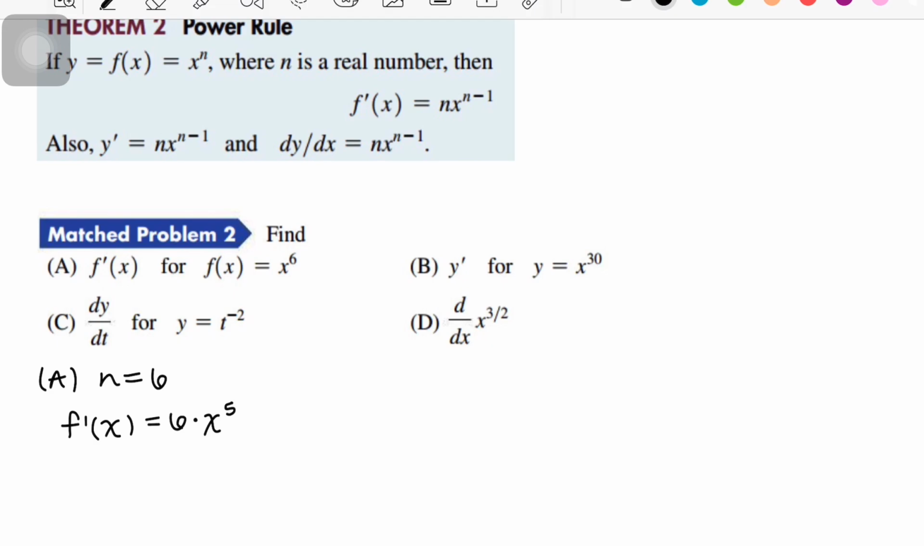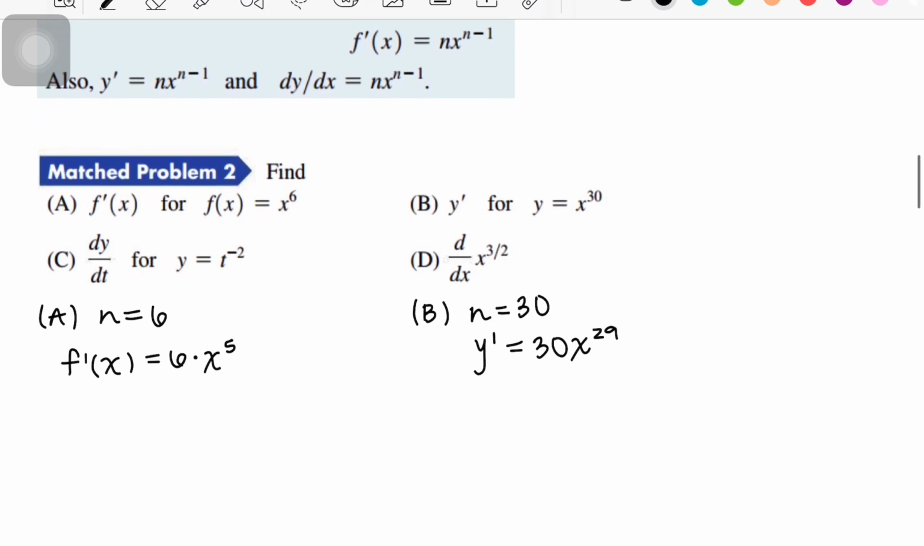All right, now looking at b here, we have y is x to the power 30. So in this case, n is equal to 30. And if we want to find y prime, we know that we're going to have n multiplying our variable, so 30 times x, and it'll be to the power of our original power minus 1, so 29.